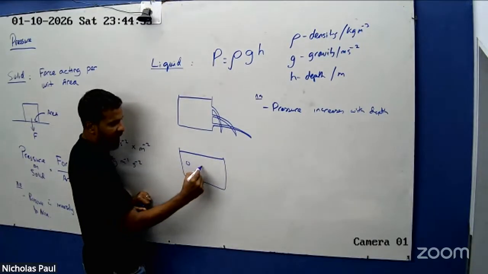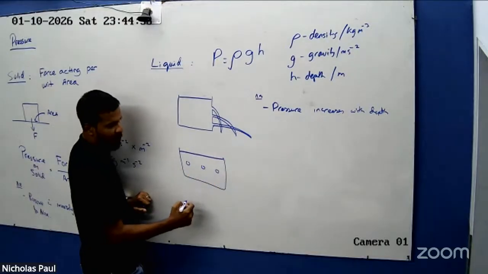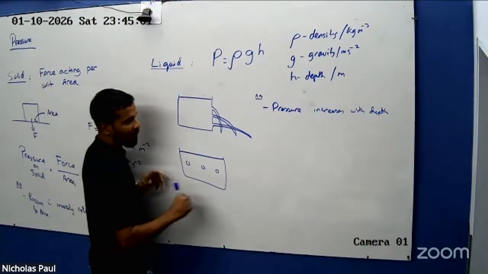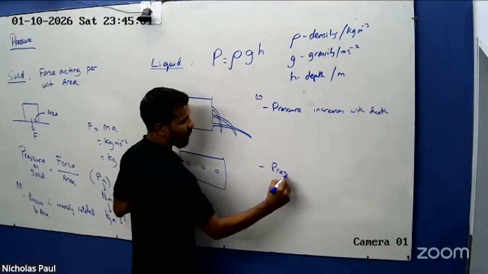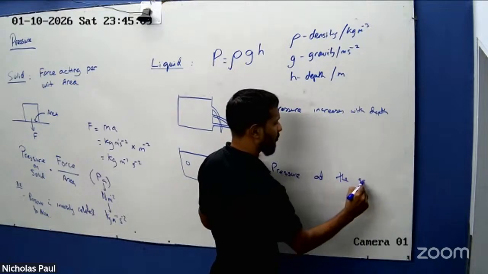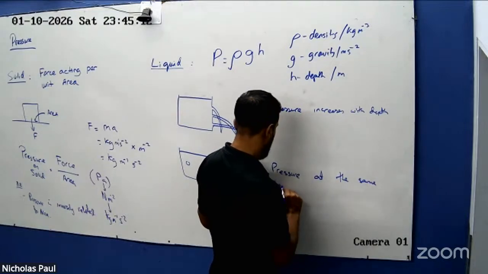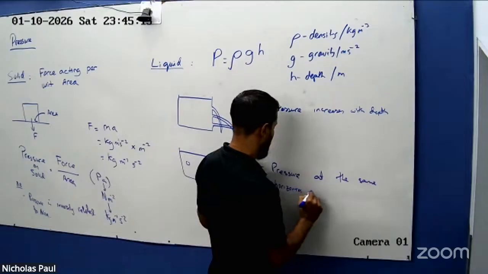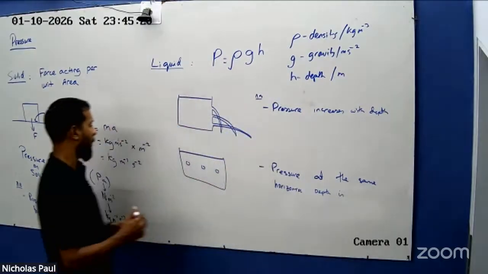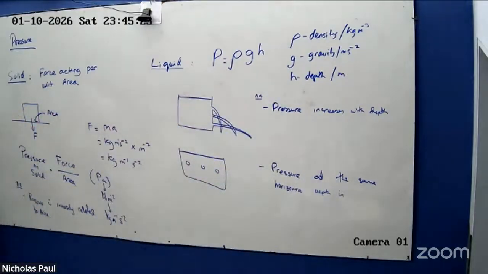This one here, I'm making 3 holes at the same depth. Do me a favor now. Draw how you think the liquid will come out. When I draw a diagram, draw the 3 holes at the same depth, and tell me what you think about that.